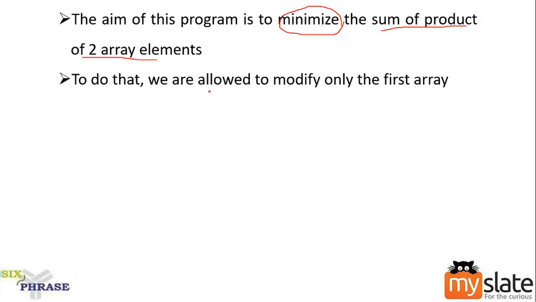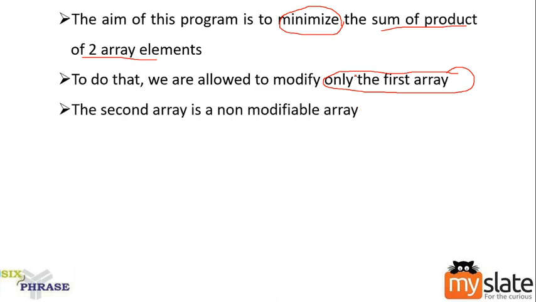To do so, we are allowed to modify only the first array. You can't modify the second array. If I give you two arrays, only the first array can be modified. Okay. The second array is non-modifiable array. It's a fixed array. Okay. Don't change that. Change only the first array.